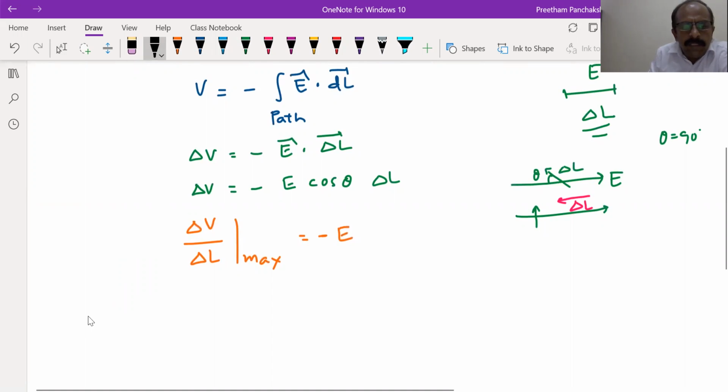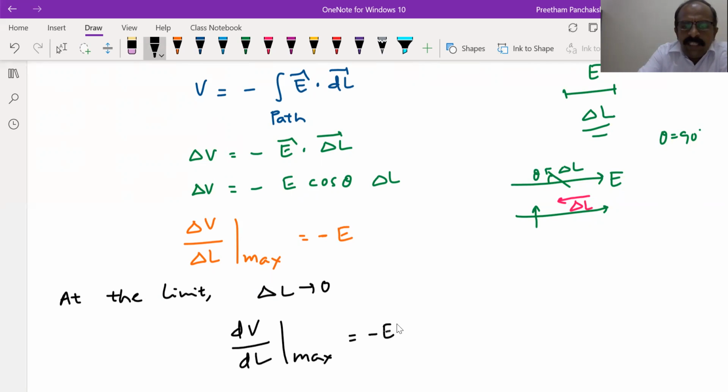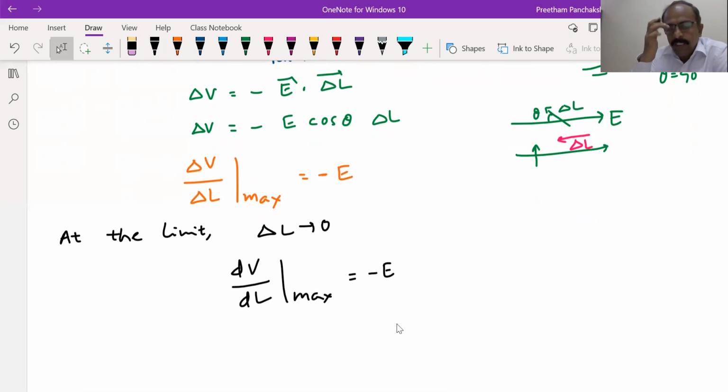We can proceed to the limiting case also. So at the limit, delta L tends to 0, we get dV by dL max. That is equal to negative electric field. So the minus sign indicates that the charge is moving opposite to electric field. The maximum rate of change of potential is in the direction opposite to electric field.